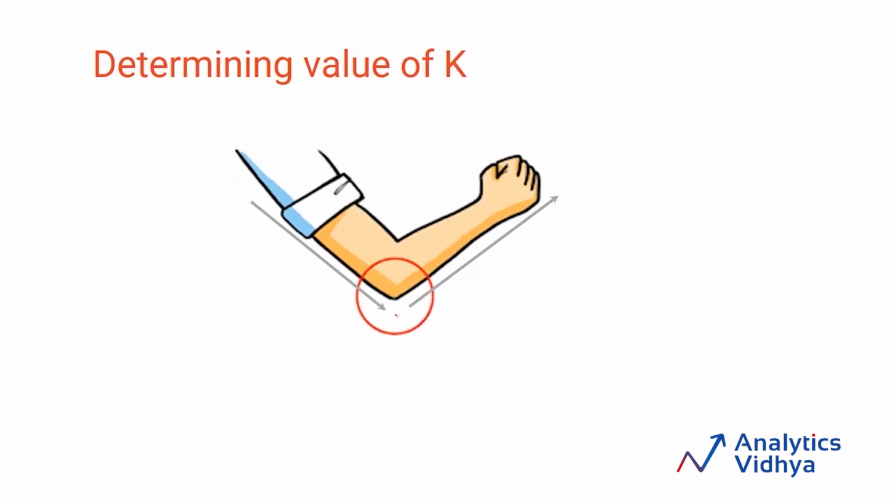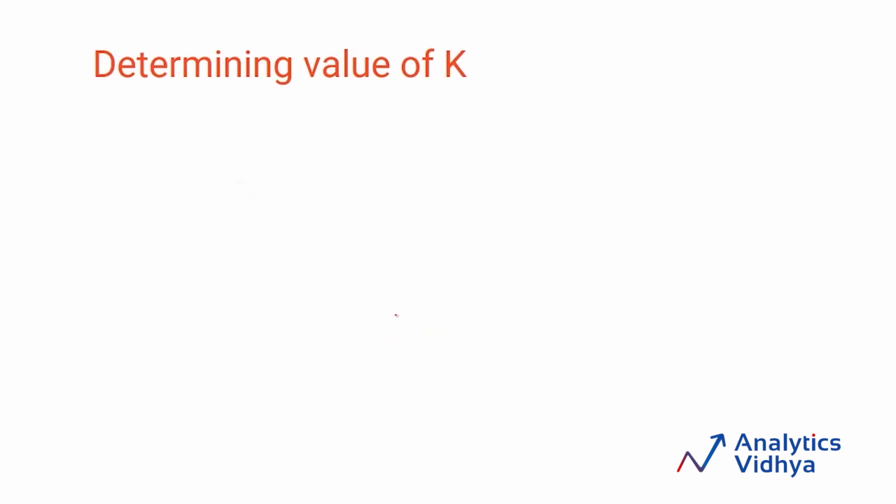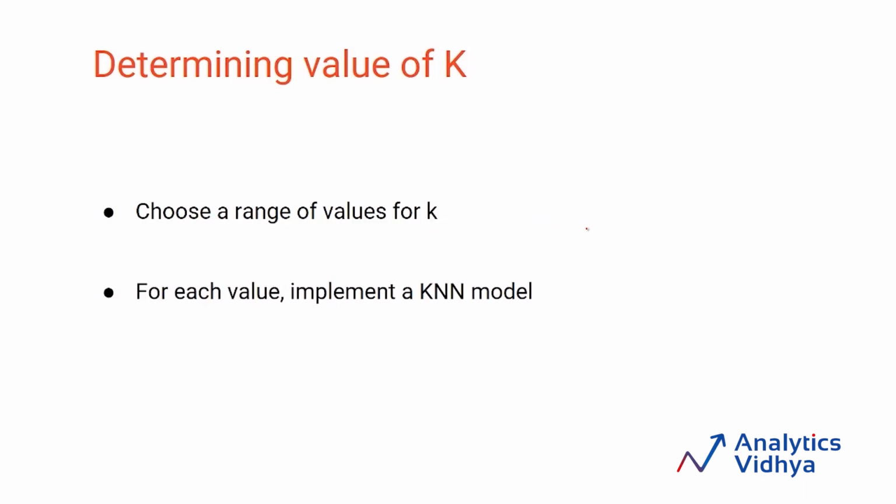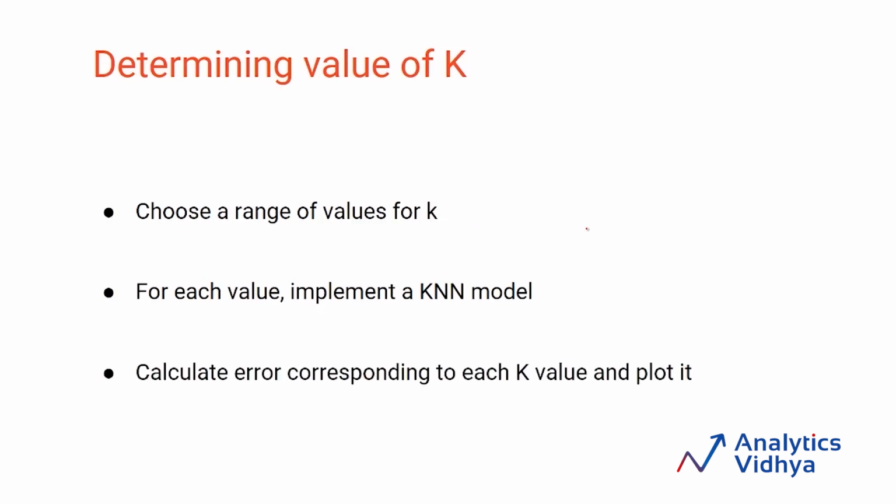So let us see how to determine the right value of k using the elbow method. Firstly, we'll select a range of k values. Now note that the minimum value of k can be 1 and the maximum can be the number of data points that the dataset has. Secondly, we'll implement the KNN model for every value of k in the range we just selected. After that, we calculate the error generated by the model for every value of k and plot it.